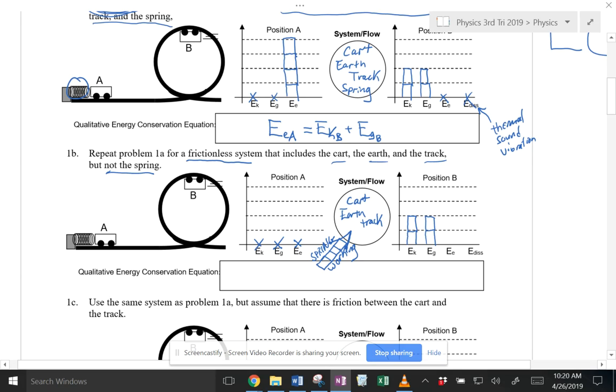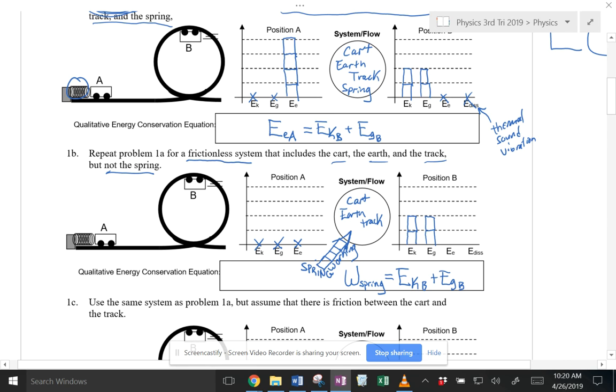I guess I don't want to write that right there, do I? I'll write that here. It's coming from the spring, and it's working into the system. And so when I write the expression here, I would just say W spring, and that equals the EK at position B plus the EG at position B.